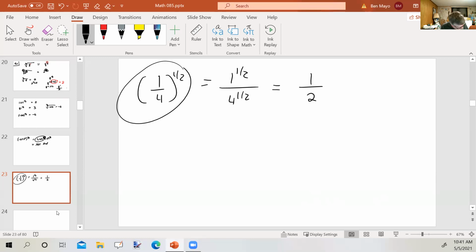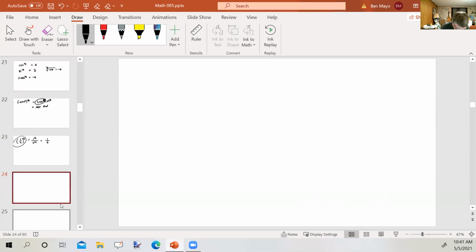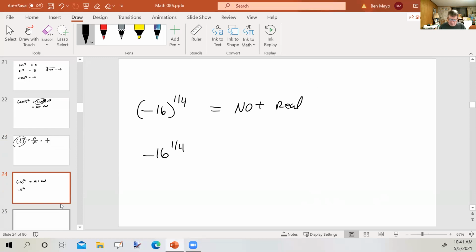Okay, let's see here. What about this one? Negative 16 to the 1/4 power. Well, again, we're trying to take an even root of a negative number, so that's not real. Now be careful. What about that situation?